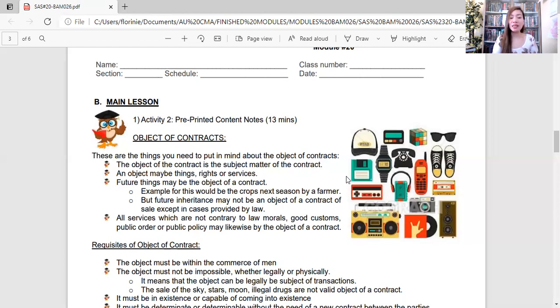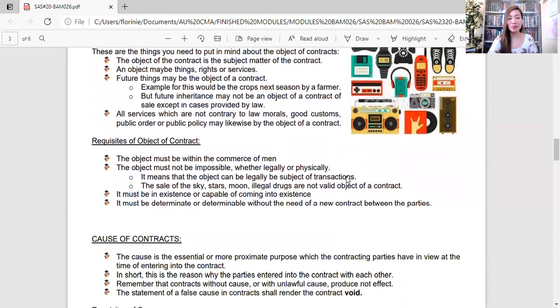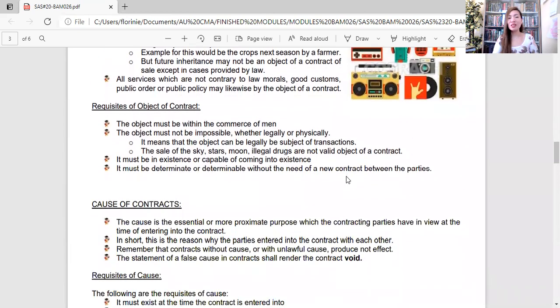So, yan yung mga dapat nating tandaan tungkol sa object. What are the requisites of object of contract? First, the object must be within the commerce of men. Ibig sabihin, kapag sinabi natin within the commerce of men, ito yung mga normal na nasa merkado, yung pwede talagang normal na bilhin o ibenta.